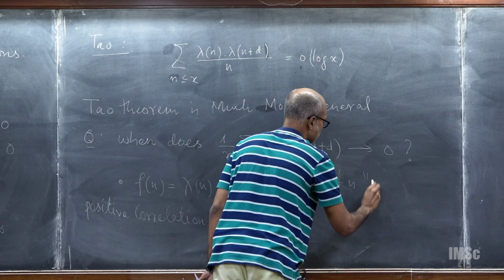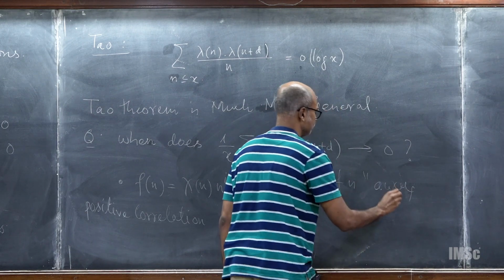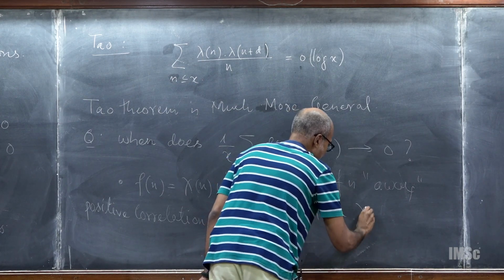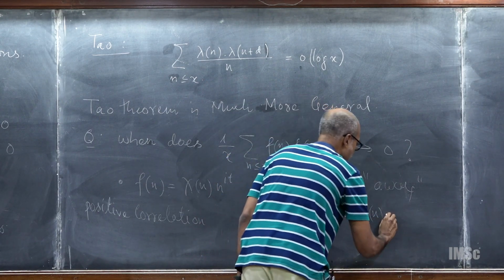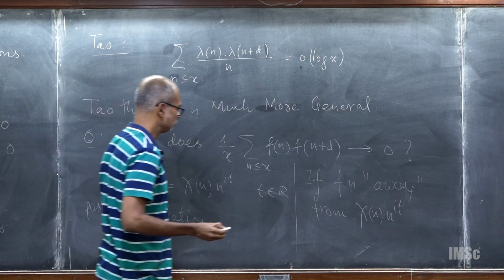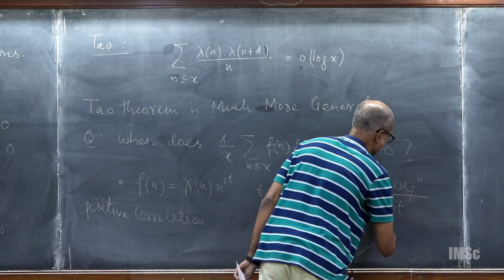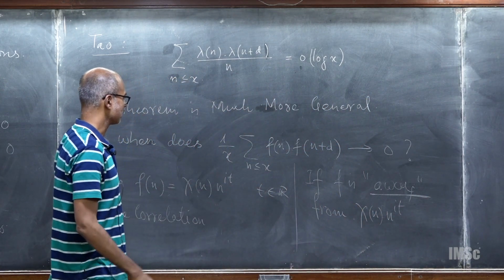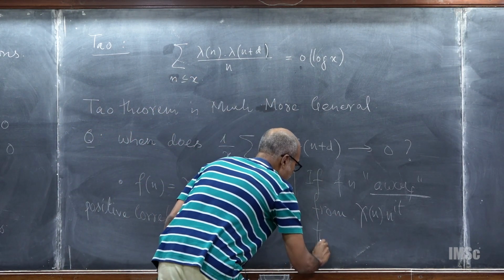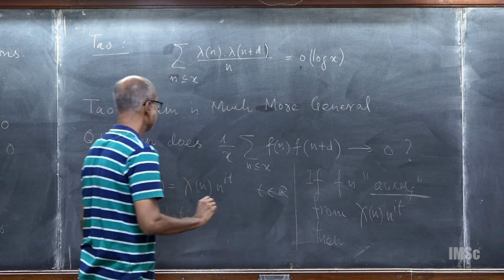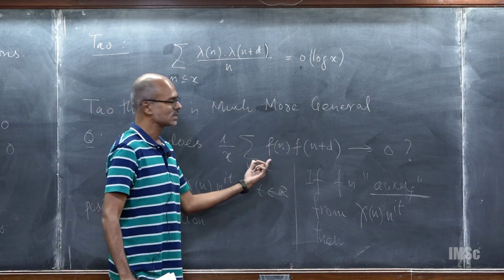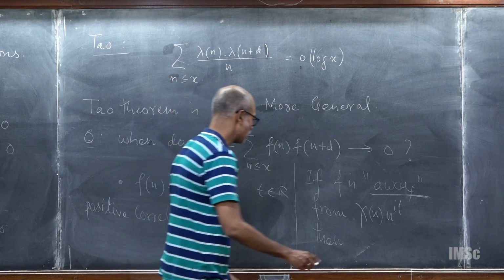if f is away from these kind of functions, a Dirichlet character multiplied by n to the it, then, so I would explain what this word away is. I mean that's the crux of the matter actually. So if f is away from these kind of functions, then to use the usual language, people say that this is an autocorrelation because we are looking at the same function. So the autocorrelation is small.